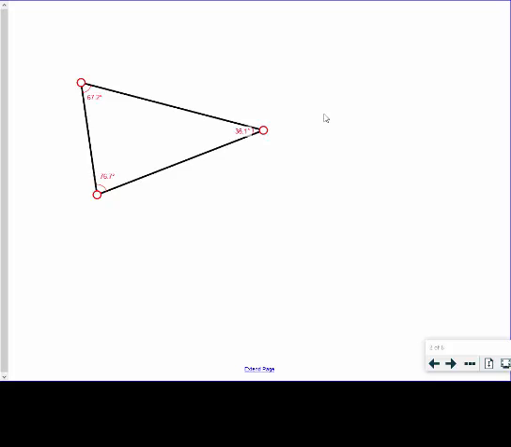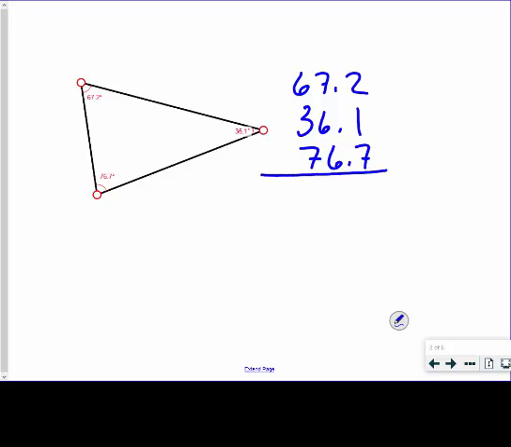These are three different numbers. 67.2. 36.1. 76.7. Oh, it's a perfect number. 180. Which is awesome. What do you get? 180. 180 exactly? Yeah.